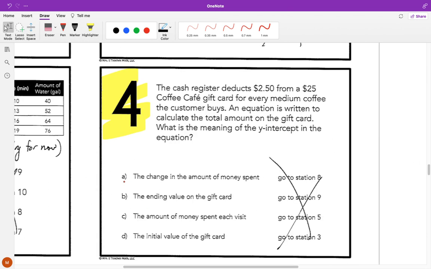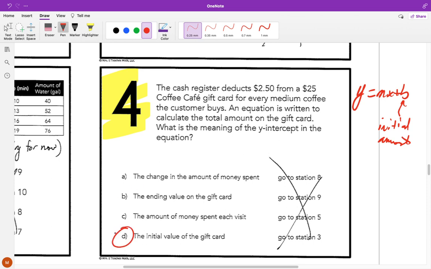All right, this one, it says a cash register deducts $2.50 from a $25 coffee cafe gift card for every medium coffee the customer buys. An equation is written to calculate the total amount on the gift card. What is the meaning of the y-intercept in the equation? So y is equal to mx plus b. Well, we know our b, our y-intercept, is our initial amount, our starting point. And in this case, it's how much we have on our gift card.